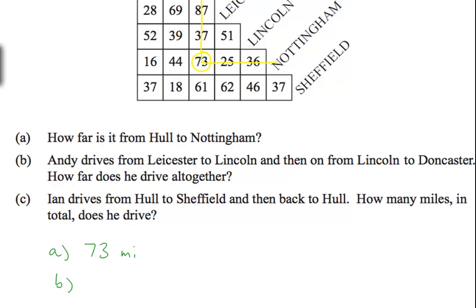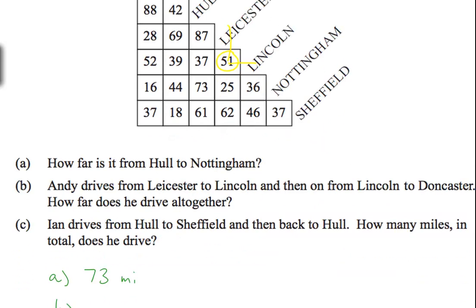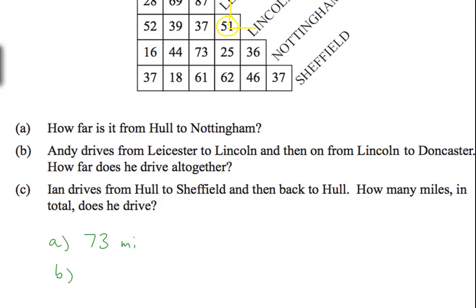B. Andy drives from Leicester to Lincoln and then on from Lincoln to Doncaster. How far does he drive altogether? What we'll do is find each one out individually and then add them up. So Leicester to Lincoln, let's do that one first. I'm going to erase these to make this a little bit easier to follow. So we're going from Leicester to Lincoln. Well, that's not very far. They meet right here, so the total for that one is 51 miles.